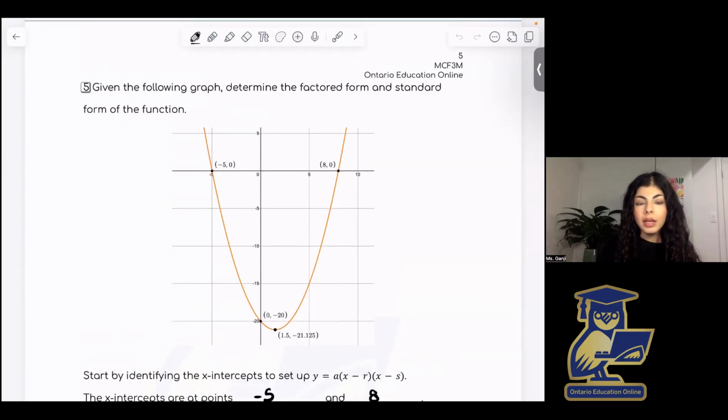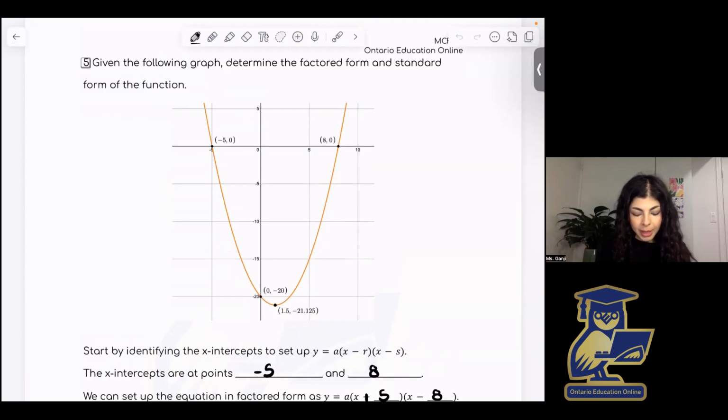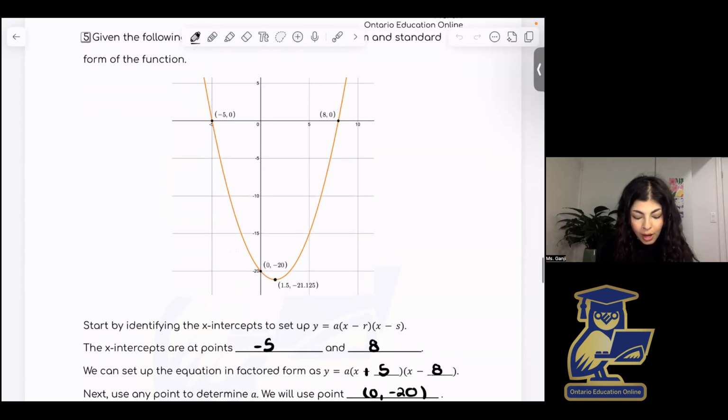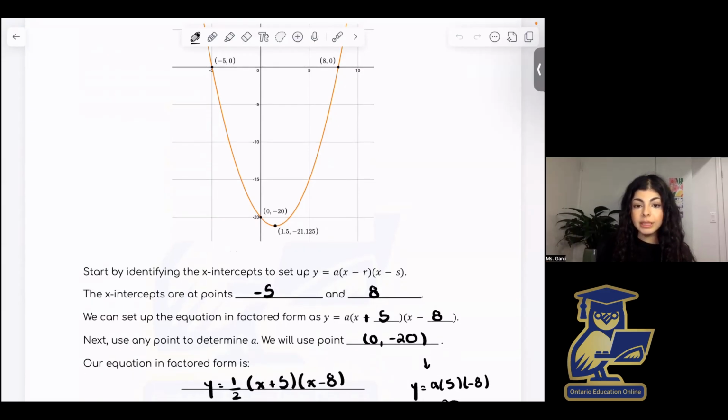equation. So when you have the roots already, it's best to start with the factored form. So I've already identified my x-intercepts as x is negative 5 and 8. And so I will set up my factored form as x plus 5 and x minus 8. Keep in mind that they need to be the opposite signs so that when we set them to 0, we actually get that negative 5 and the 8.